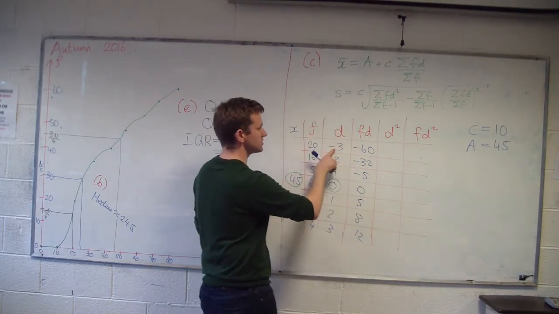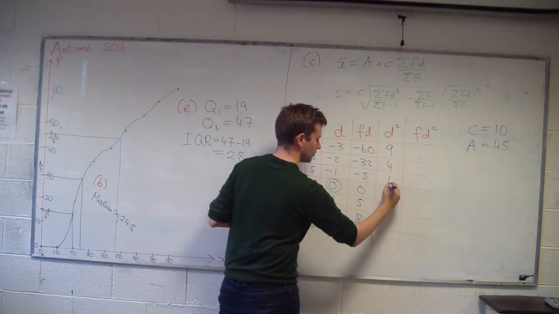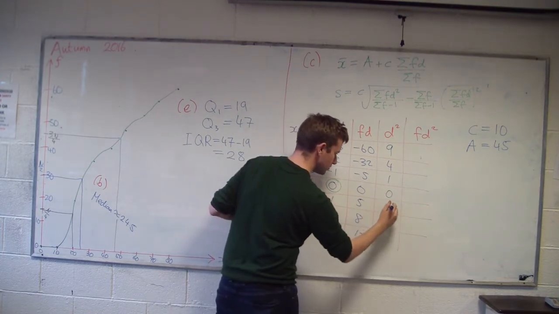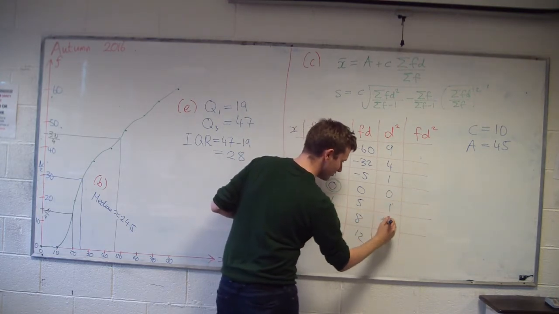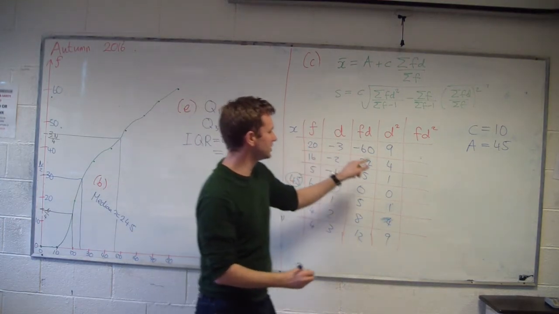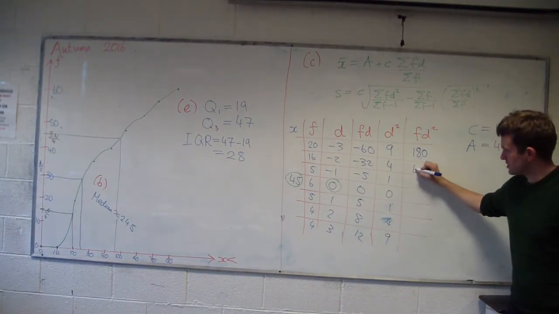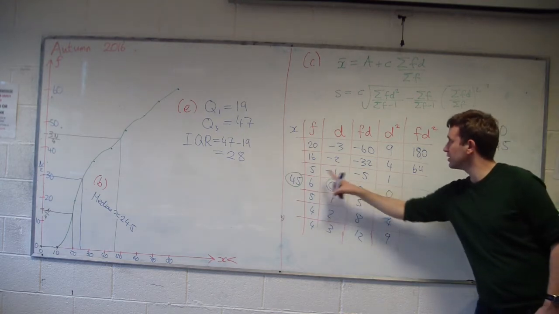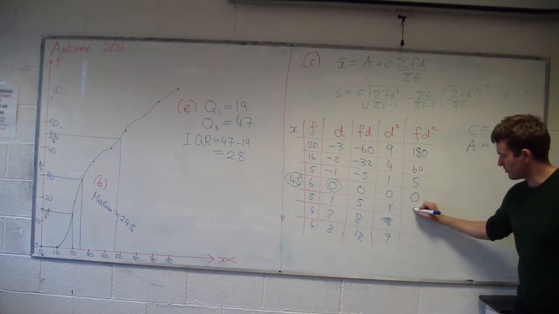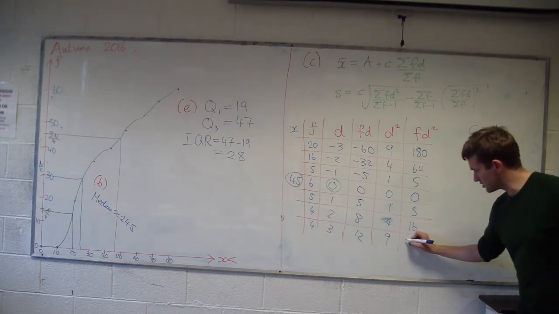Then the squares. What will the square of this be? Plus, yeah, 9, 4, 1, 0, 1, 4, 9. And then F by D squared, so 20 by 9, 180. 16 by 4, 64. 5 by 1, 5. Anything by 0 is 0. 5 by 1, 5. 4 by 4, 16. 4 by 9, 36.